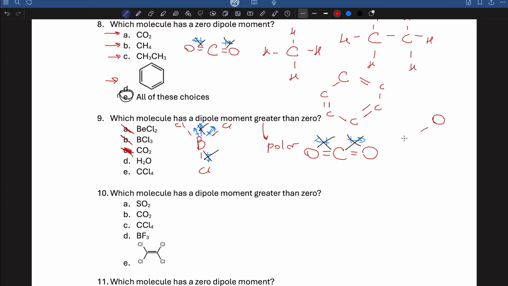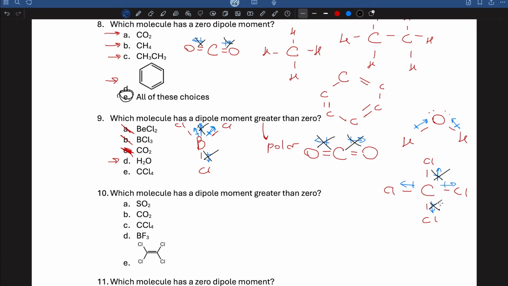H2O: we're going to have hydrogens away from oxygen. The structure looks like this. We drew this before, actually, in the topic video. Oxygen is more electronegative than hydrogen, meaning that the arrows point away from hydrogen toward oxygen. These arrows do not cancel each other out, meaning that this is probably polar. So I think it might be this answer. But let's do the next choice just to make sure. CCl4 is going to look like this. Chlorine is definitely more electronegative than carbon, so each of these bonds does cancel out.